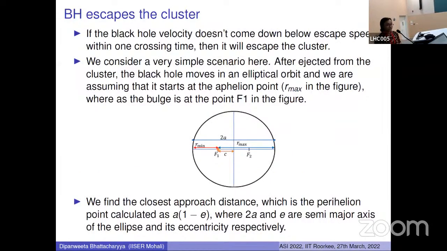So if the black hole velocity doesn't come below the escape speed within one crossing time, it will escape the cluster. Here we are considering a very simple case. We are assuming that the bulge center is at F1 and the black hole is ejected from the globular cluster at the maximum distance point, that is R max. So from there it is coming, and we are calculating R minimum, which is the distance of closest approach. If it is more than the radius of the bulge, that means it will escape the bulge. And if it comes within the bulge radius, it will plunge into the bulge. So from here we calculated a(1 minus e), where a is the semi-major axis and e is the eccentricity of the elliptical orbit.